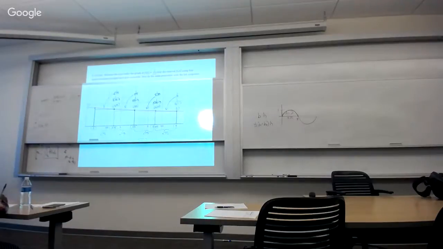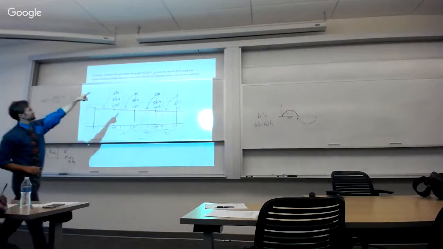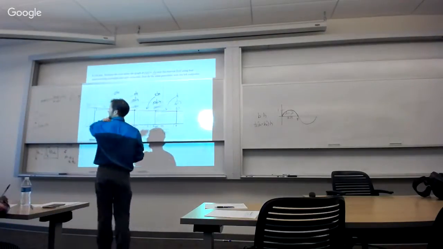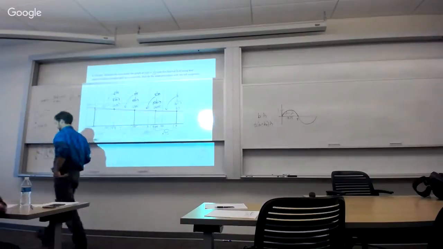Colleen. What did you say? You said you want 4 rectangles? Yeah, they said that right in the beginning. They said over the interval 3 to 6 using 4 approximating rectangles. Oh. Yeah, that was in the problem statement.